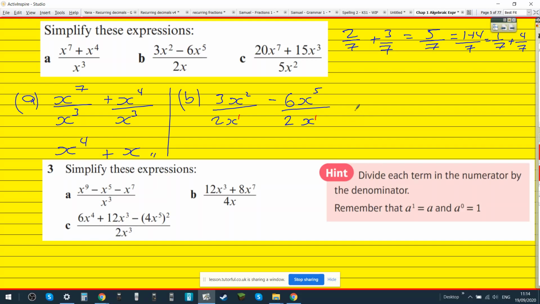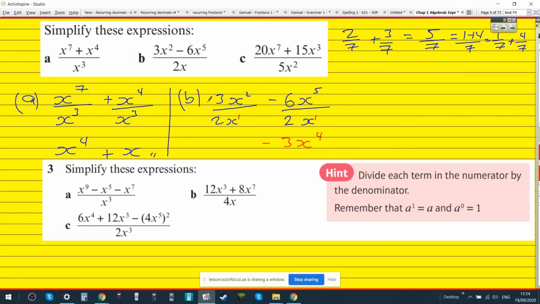Try the second fraction first. This 6x to the 5 over 2x to the 1. Would it be 3x to the 4? Well done. Okay. How about this first one now? Would it just be x?